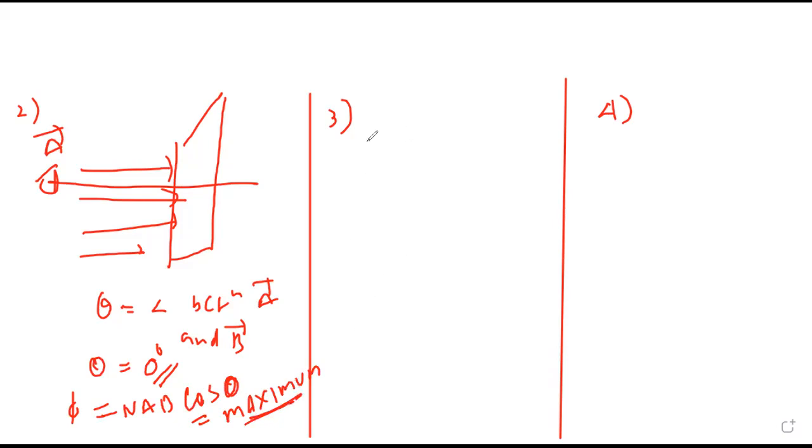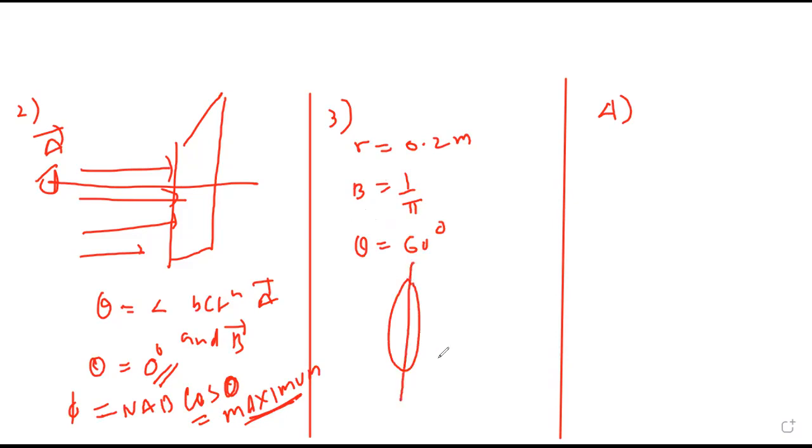A circular disc has radius of 0.2 meter placed in uniform field of induction 1 upon pi Weber per meter square in such a way that axis makes angle theta equal to 60 degree with the field. This is axis. No, perpendicular is axis. Line passing through center and perpendicular is called as axis. Is making angle theta. This is B. Then what is flux linked with the coil?